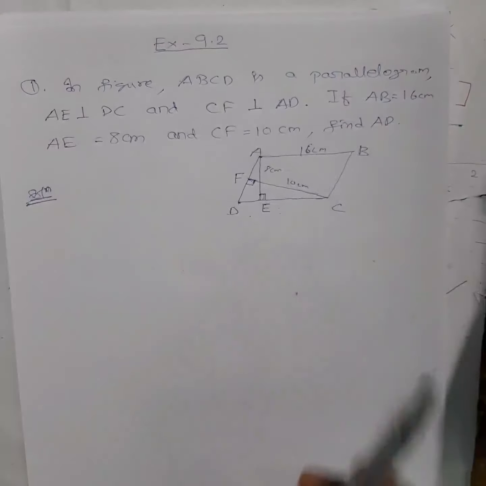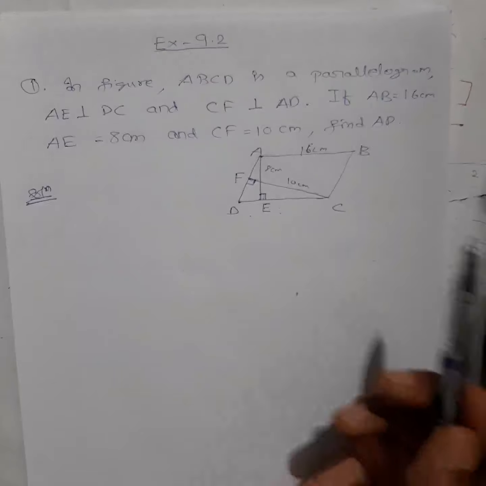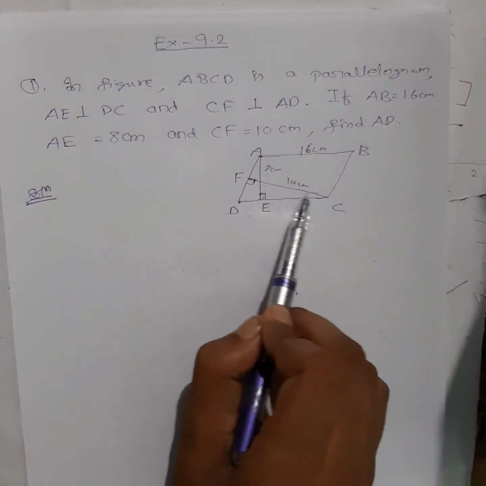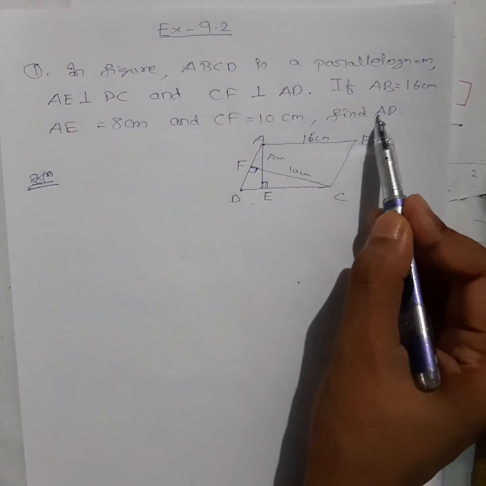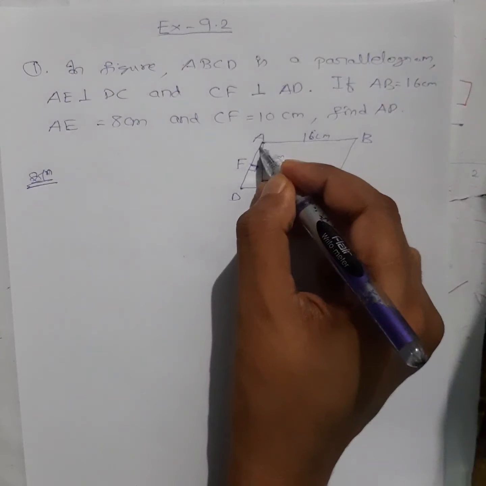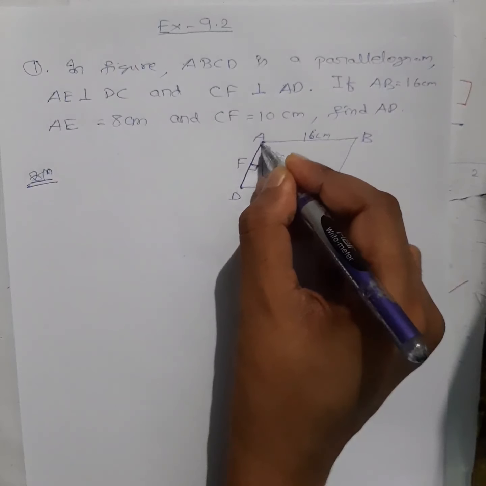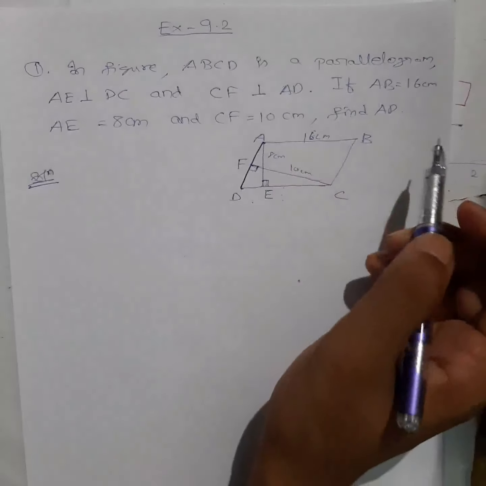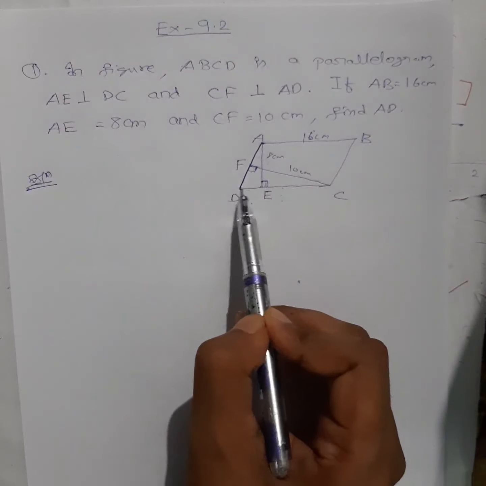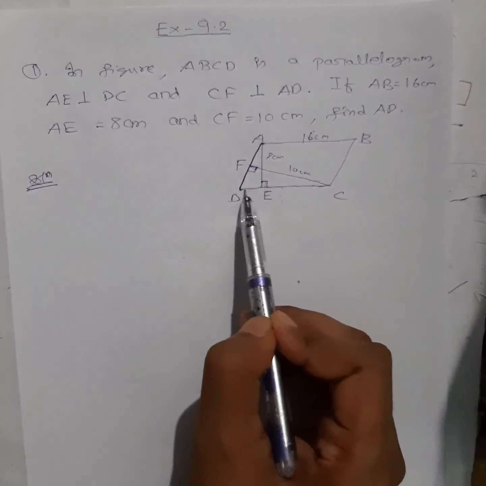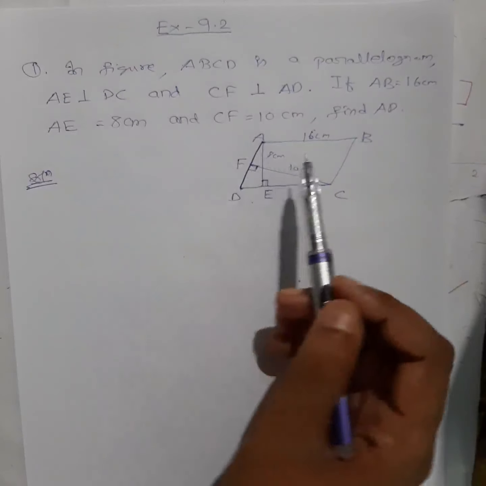Now these are the only information I have. I know this side is 16 centimeter, so this side also will be 16, obvious case. This height is 10 centimeter, and this height is 8 centimeter. Let's see what they have asked you to find. Find AD. So they have asked you to find this side. How will you do that? Using this information, I know this side and this height, so obviously I can find the area. 16 into 8 will be the area of this parallelogram.